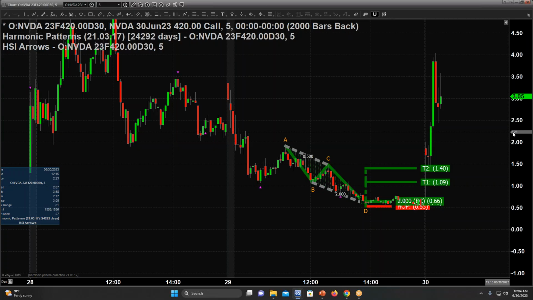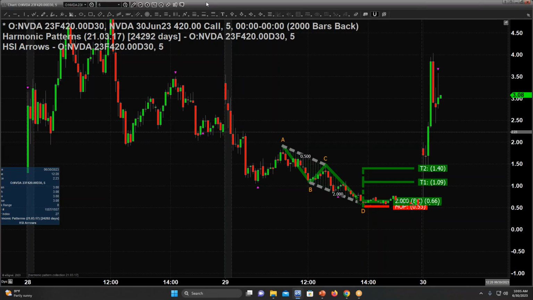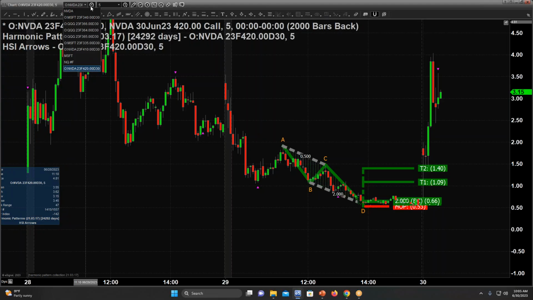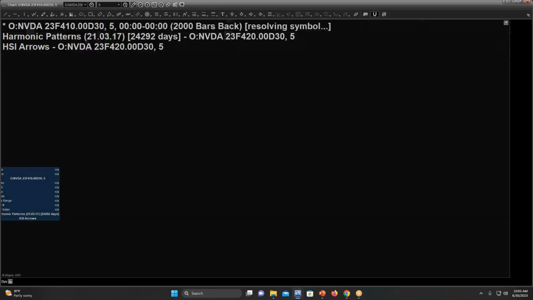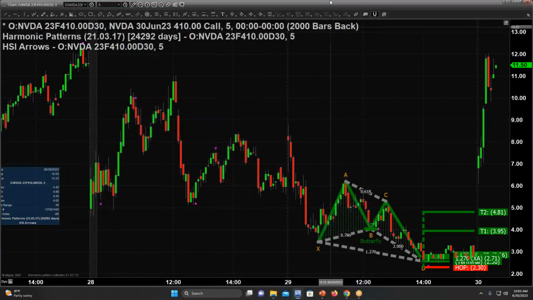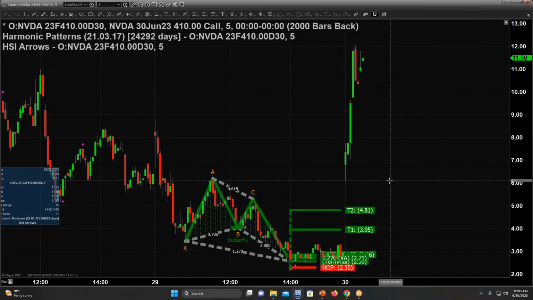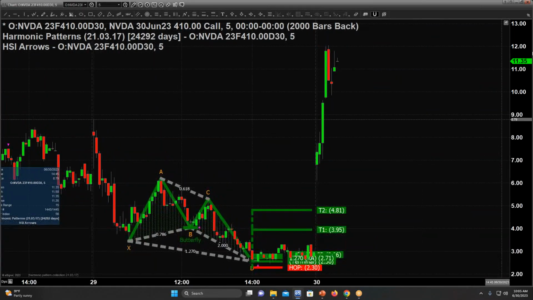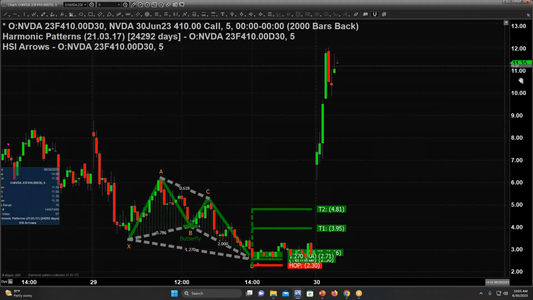But this is what we're looking for. This is the goal, okay? It's not every time, but this is the goal, and this is the advantage of why we're bringing these together, to capture these kind of moves. Really quick, let me show you guys the NVIDIA 410s that were 260, 270, now $11. How are we doing? What do we think of this? That's a 5x.